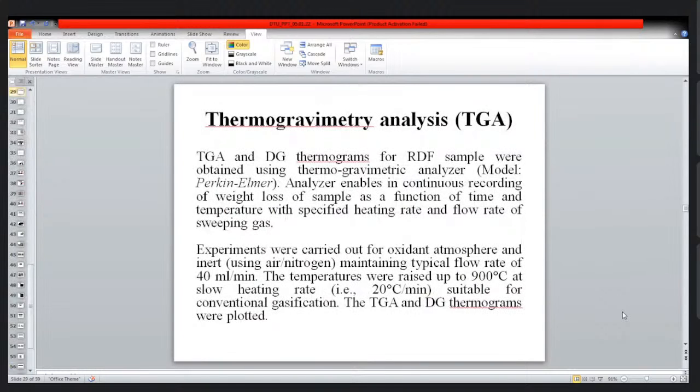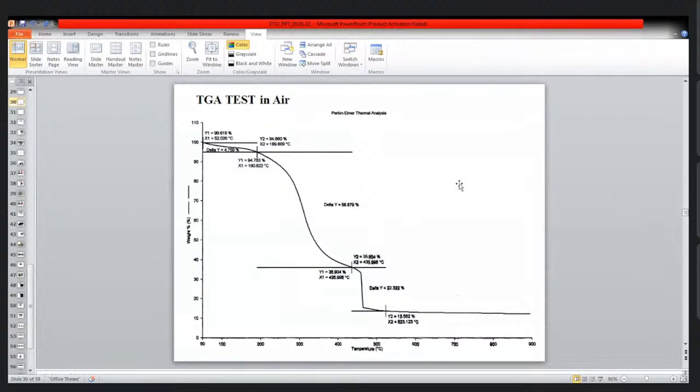Next is TGA, thermogravimetric analysis. TGA and DTG thermograms for the RDF sample were obtained using a Perkin-Elmer model, which is used for recording the weight loss as a function of time and temperature, for a specified heating rate and flow rate of sweeping air. Experiments are carried out as per the standards, and the results are here. This is the TGA diagram, with 100% weight percentage for the sample, against temperature.